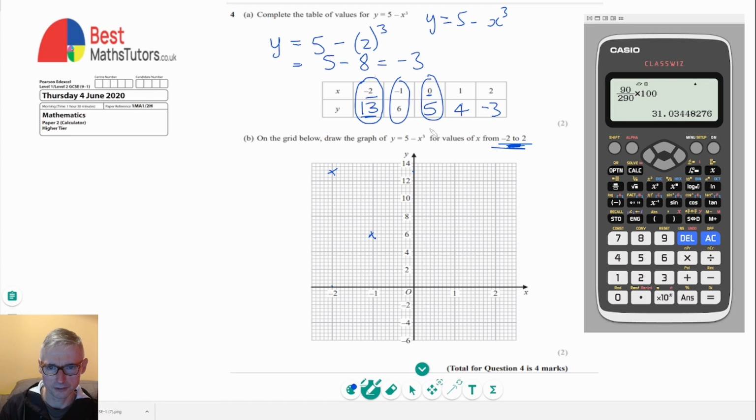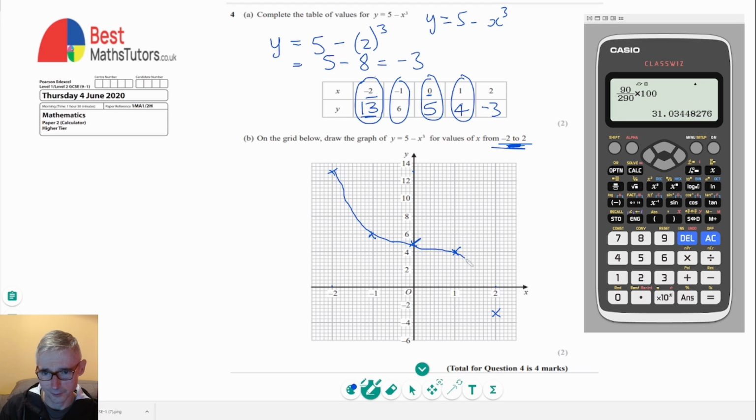0 and 5. So the x of 0 is the horizontal coordinate, which is there, and then 5 is there. And then we've got 1 and 4. So that's going to put me, x is 1, y is 4. And then we've got 2 and negative 3. So there's x is 2, and we've got to come all down to y is negative 3. And then the thing to do is just join them up with as nice a smooth curve as we can.